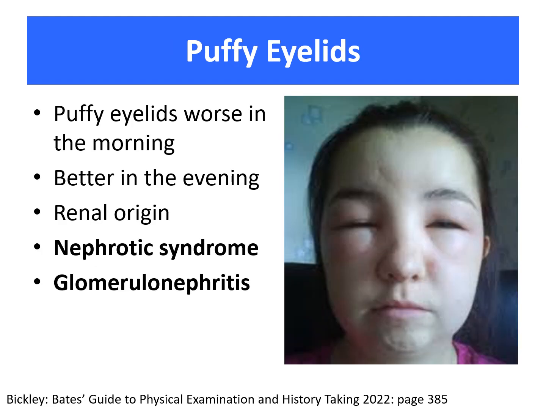Puffy eyelids that are worse in the morning, better in the evening. This is telling you the edema is of renal origin. And the two causes, one we did this week, and the other we will do in a couple of weeks when we do urogenital complaints. So the two causes of puffy eyelids that are worse in the morning, better in the evening, would be nephrotic syndrome and glomerulonephritis.